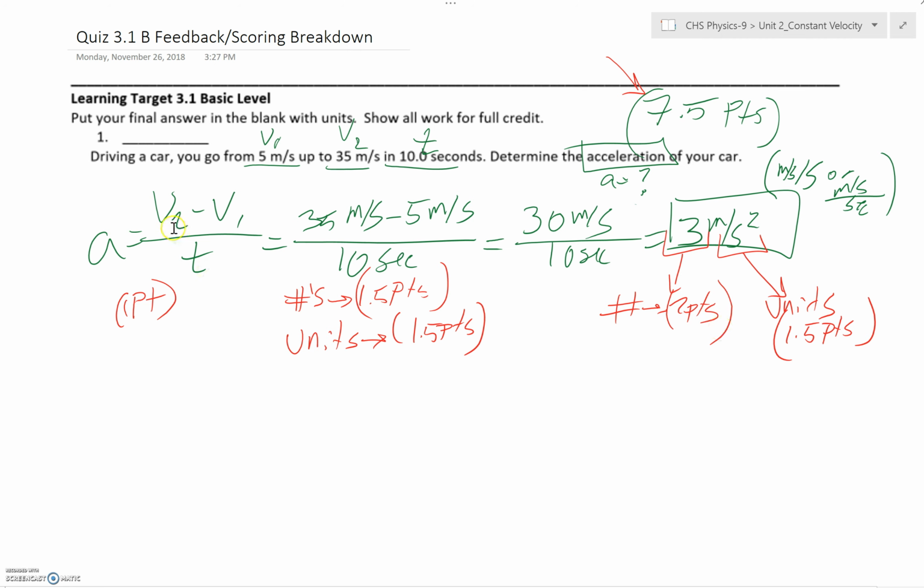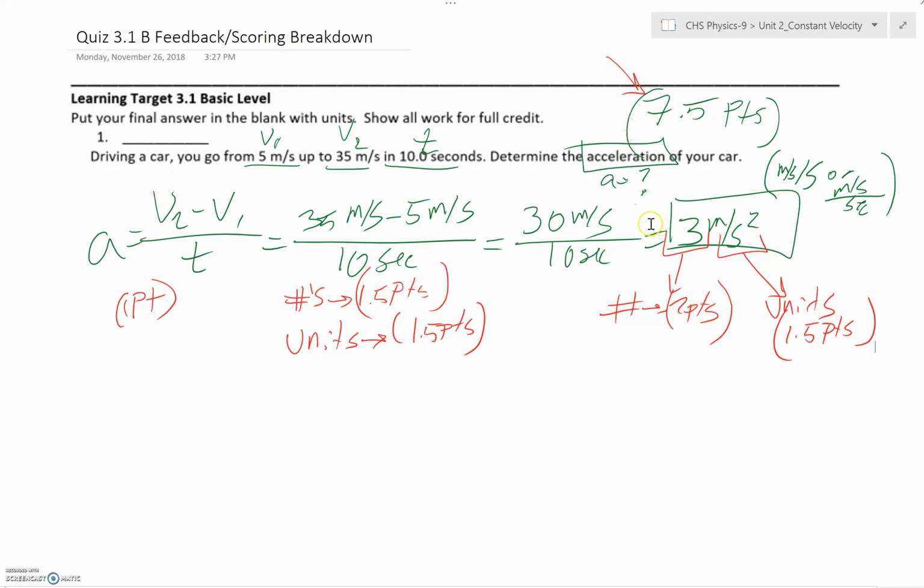But let's say you didn't use your equation, which is likely, and you did your work correctly with the units, and you got your correct number and answer, you would only get a 6.5 out of 10 if you only got the basic level correct. And so you'd still pass.